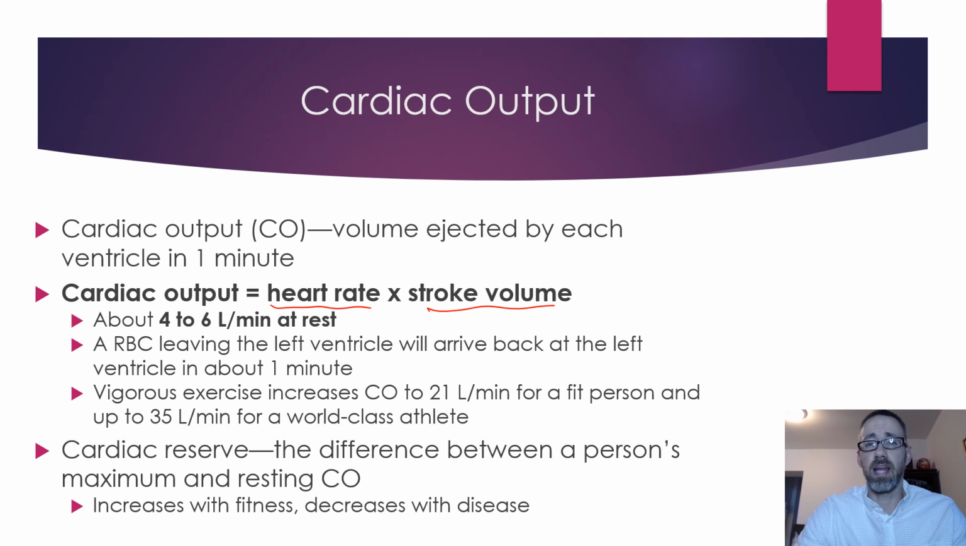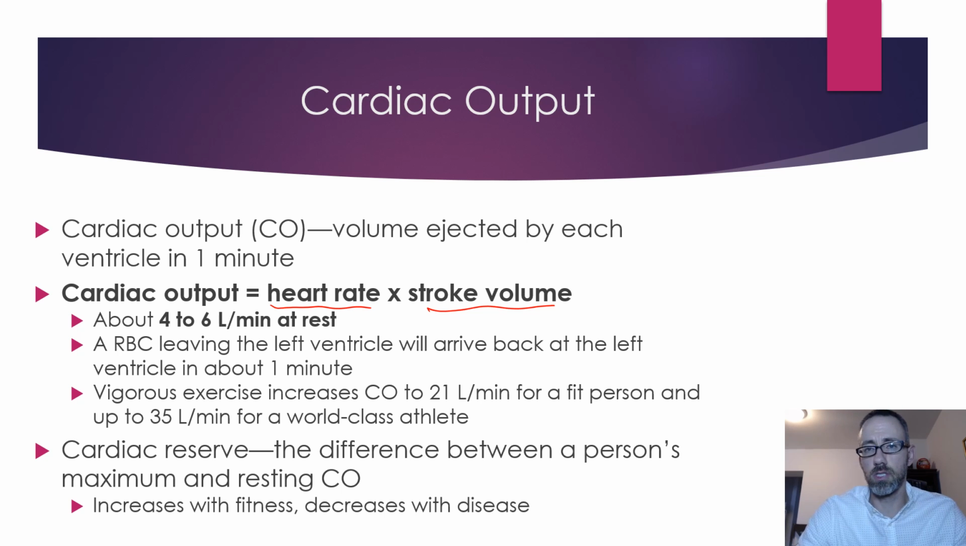An average heart rate would be 75 beats per minute. The stroke volume is the volume that's ejected by the ventricles with every beat. So every time it contracts, what's the volume that it releases? And we actually went over stroke volume in the last lecture. An average stroke volume at rest is approximately 70 milliliters per beat.